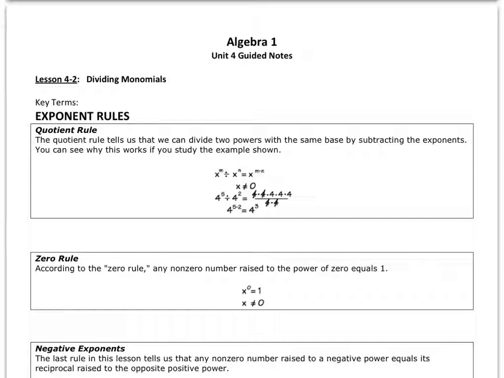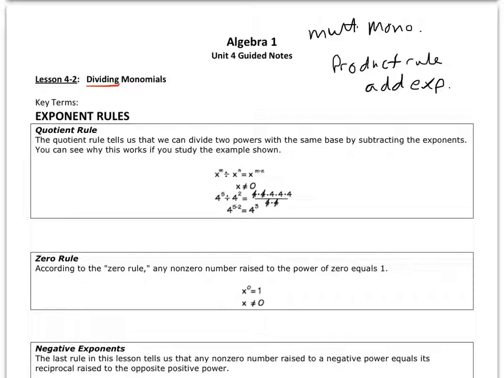So before we start this, we should remember that when we are multiplying monomials, we would use what we called the product rule. This is for when we multiply monomials. And that says that when we are multiplying monomials, we will add exponents. Well, now we're going to talk about division, or dividing by monomials, which has what's called the quotient rule.